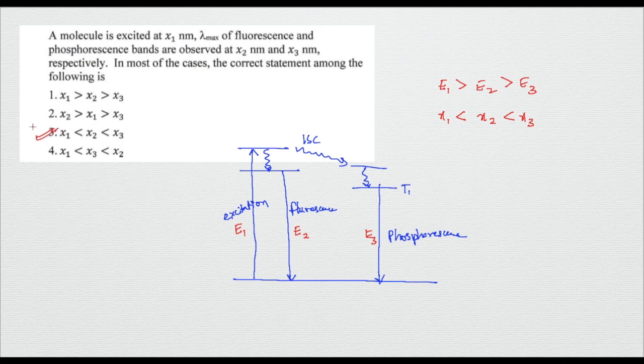It was very simple, just based upon the Jablonski diagram and the concept of it. Alright, so I hope this is much clearer to you guys. Let's go to the next question now.